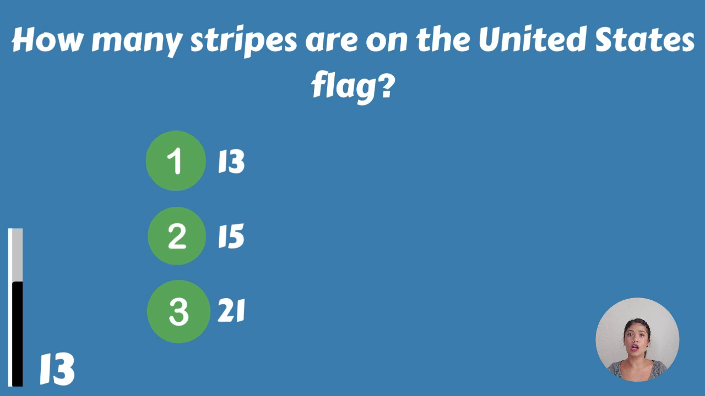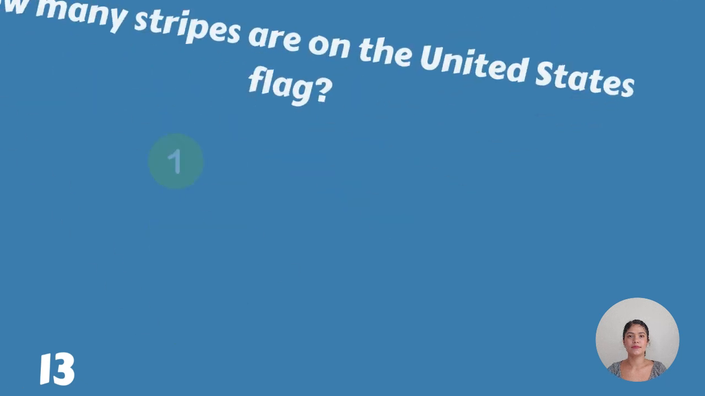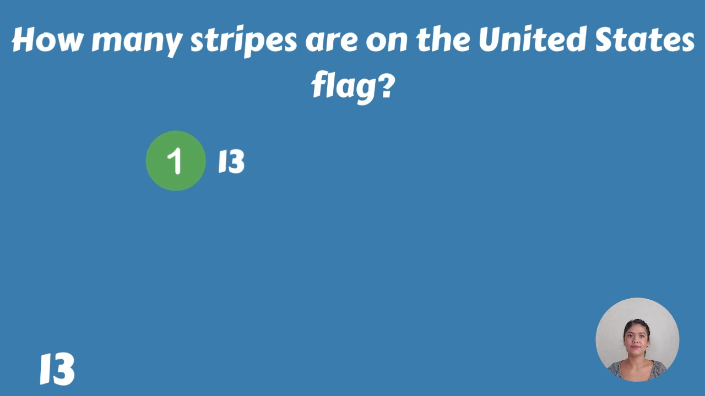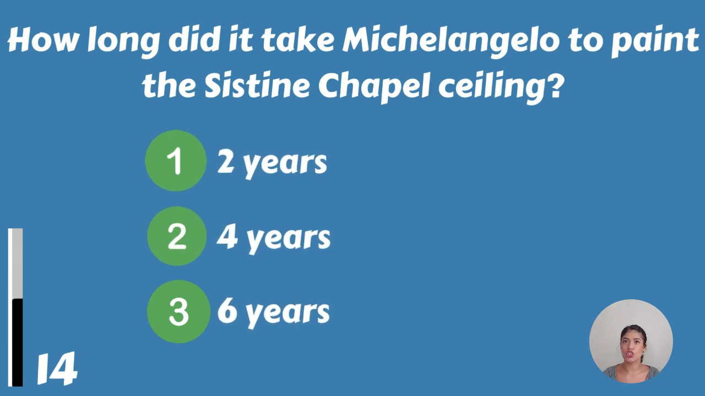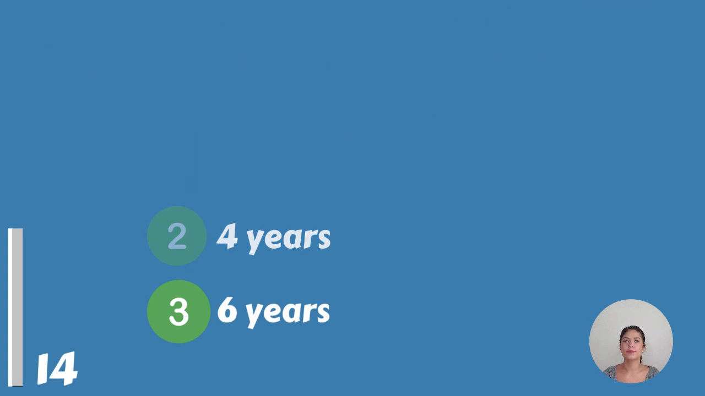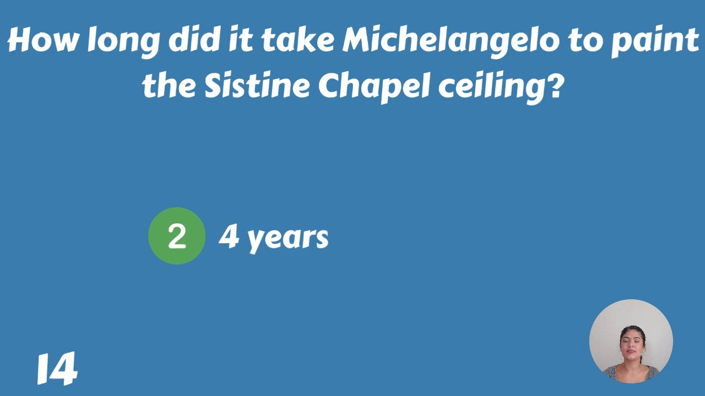How many stripes are on the United States flag? 13, 15, 21. 13. How long did it take Michelangelo to paint the Sistine Chapel ceiling? 2 years, 4 years, or 6 years? 4 years.